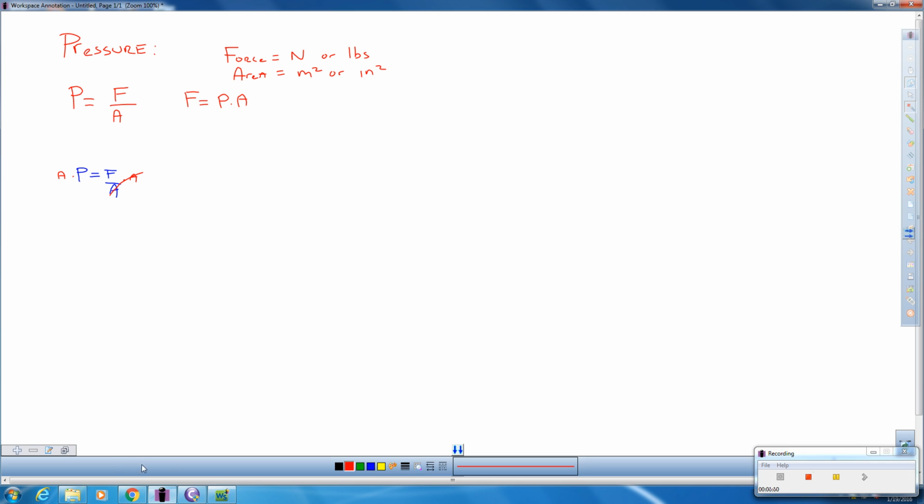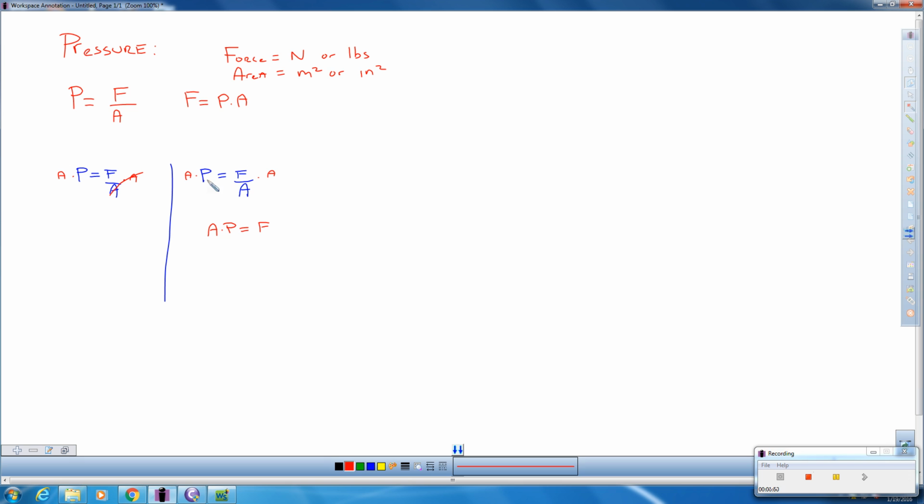Say we wanted to manipulate this equation though and find area out of this. Once again we'll start with the original equation here. Let me separate these two. Pressure equals force over area, and we want to solve this for area. The first thing you're going to do is multiply both sides by area like we did in the other problem. So we know that area times pressure equals force.